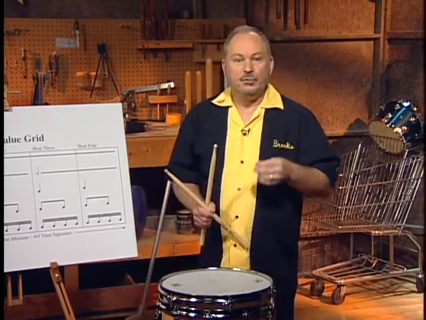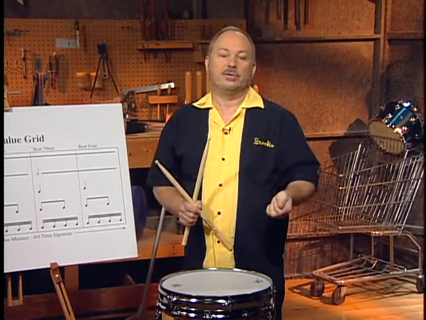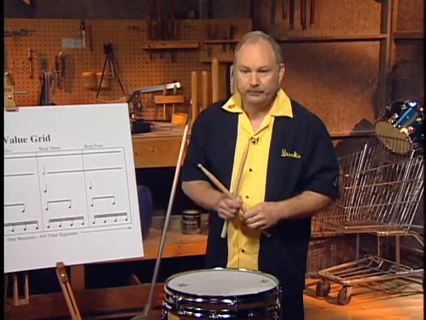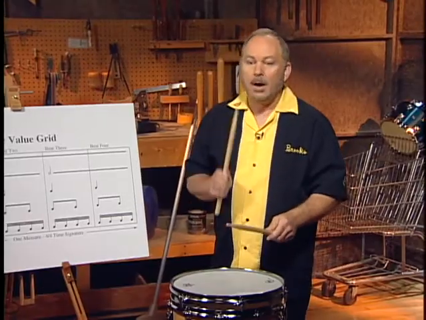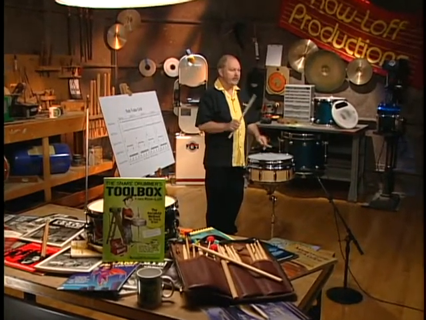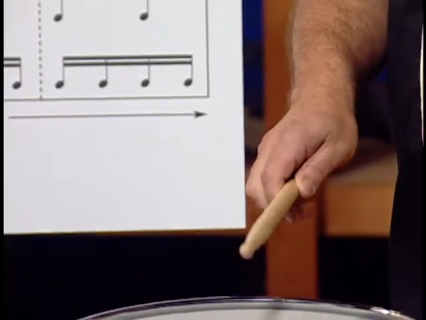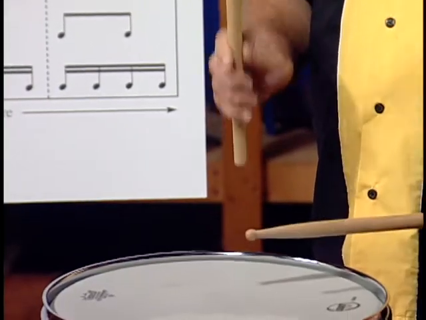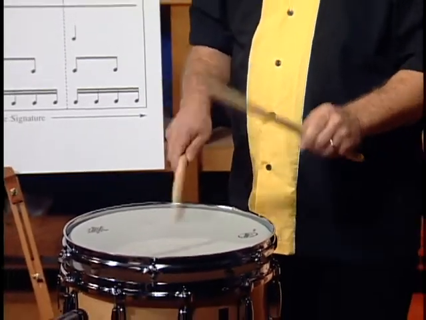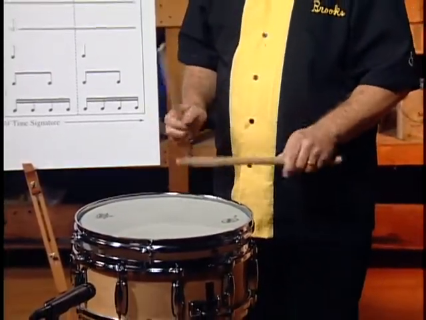Now we've got a few 8th, 16th combinations to play. Here's exercise number 1. 1, 2. 1 and 2 E and a 1 and 2 E and a 1 E and a 2 and 1 E and a 2 and 1 and 2 E and a 1 and 2 E and a 1 E and a 2 and 1 E and a 2 and.